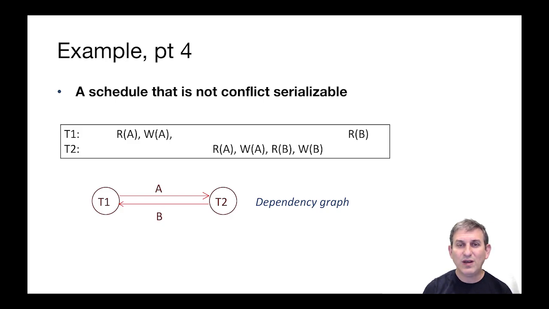So can we swap T1 to be further towards the right? No, we cannot, because the write of A in T1 will not swap with the read of A or the write of A in T2. So we can't move the write of A to the right. We're stuck here, unable to form a linear order of T1 and T2. And this is why the cyclic dependency graph prevents us from getting a conflict equivalent serial schedule.